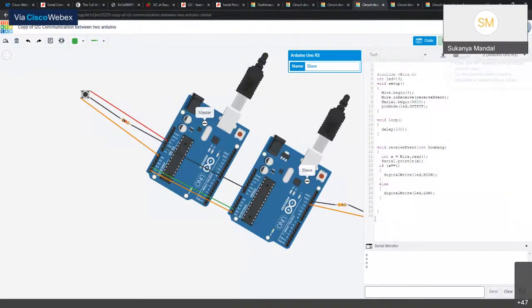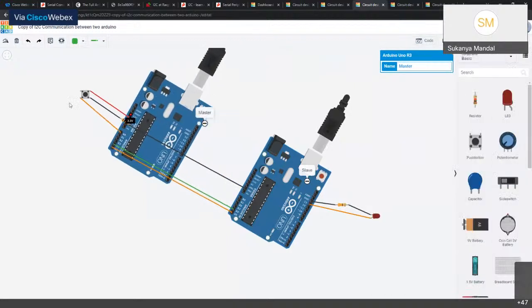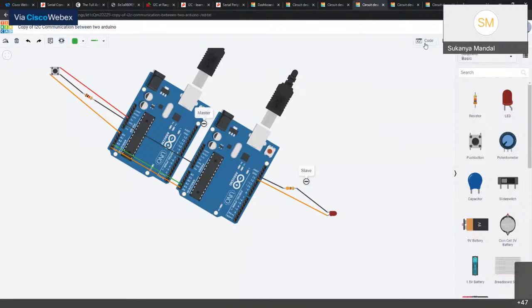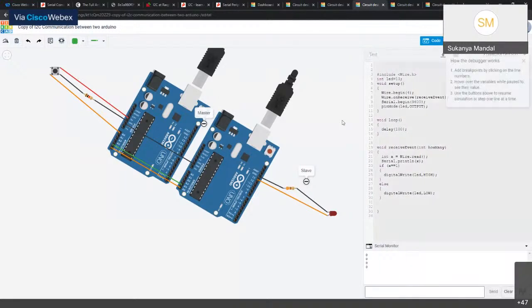Now, looking at this code, let's simulate and see where we are. You can't see that, so for that... okay, I believe you, yeah, okay.